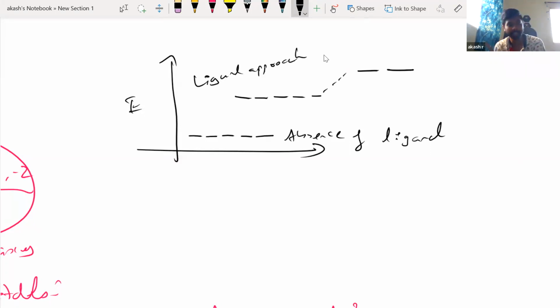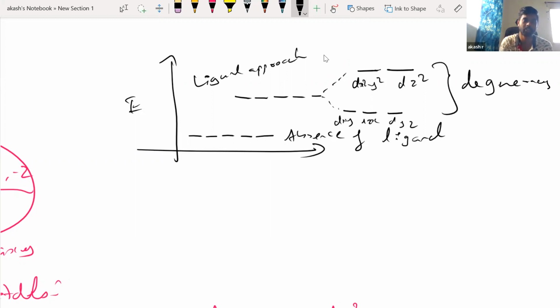Now, when the ligand is completely there, two of the orbitals are going to have very high energy because their lobes are pointed along the axis, right? The other three orbitals are going to have a decrease in energy, because their lobes are pointed in between the axis and they suffer lesser repulsion, so lesser energy. And we know what these orbitals are. This orbital is dx squared minus y squared, and this is dz squared. And these are dxy, dzx, and dyz. So that is why we said that the degeneracy is lost.